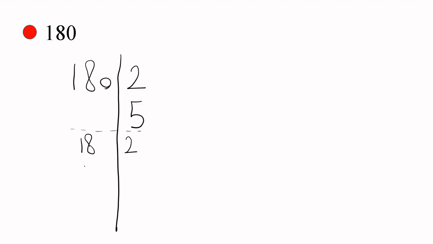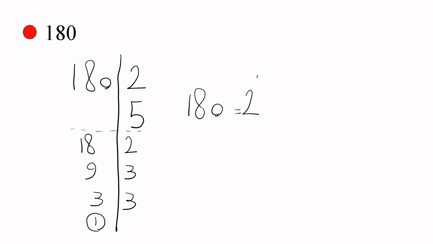Yes, 2. 18 divided by 2 will be 9. 9 divided by 3 will be 3. And 3 divided by 3 again will be 1. And I will stop the process. So I can write 180. As I told you, 0 must be in the last digit. Last digit, not in the middle of the number. So I can write it as, how many 2's do I have? 1, 2. 2 to the power of 2.